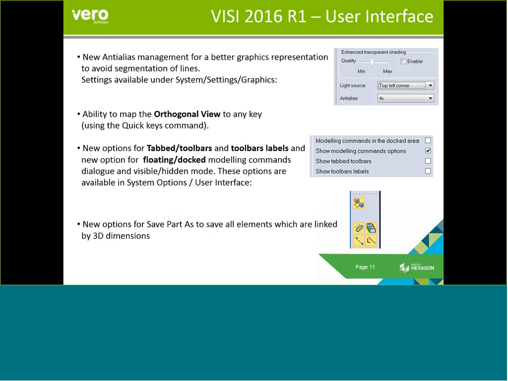You can now also map the orthogonal view to any quick key. There's also a new toolbar display, which I mentioned just a moment ago, and this can be customized to your liking or just disabled altogether, so you can use your old toolbar settings. The dialog boxes for the modeling commands now have an option to be docked, as opposed to always floating. This would keep them off to the side and away from your workspace.